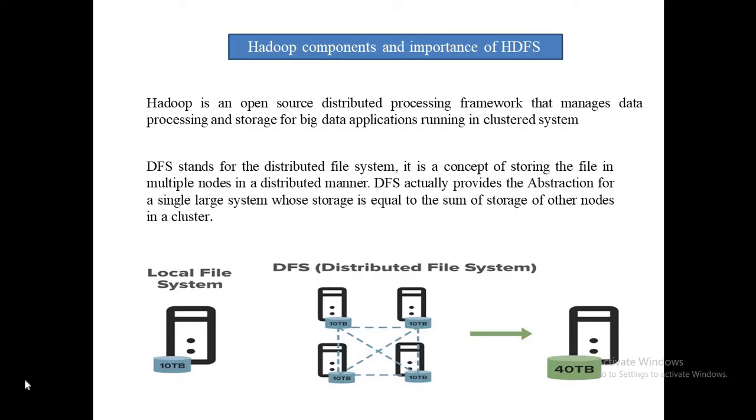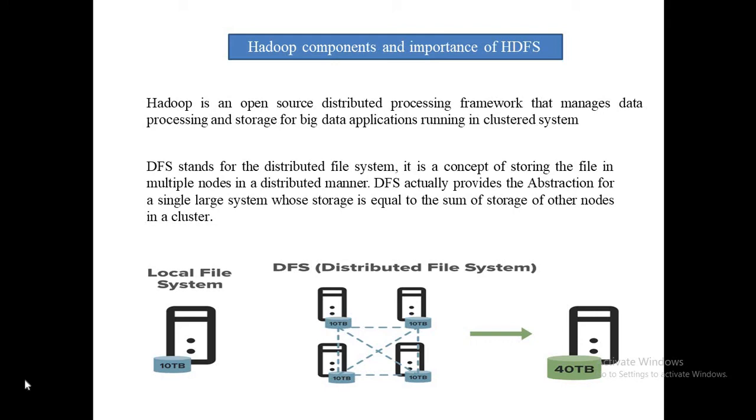A file system is nothing but storing or arranging the data. We can say a file system means we need to arrange the data and keep a predefined data structure. So we have to distribute the data and arrange it. DFS stands for distributed file system. It is a concept of storing files on multiple nodes in a distributed manner.